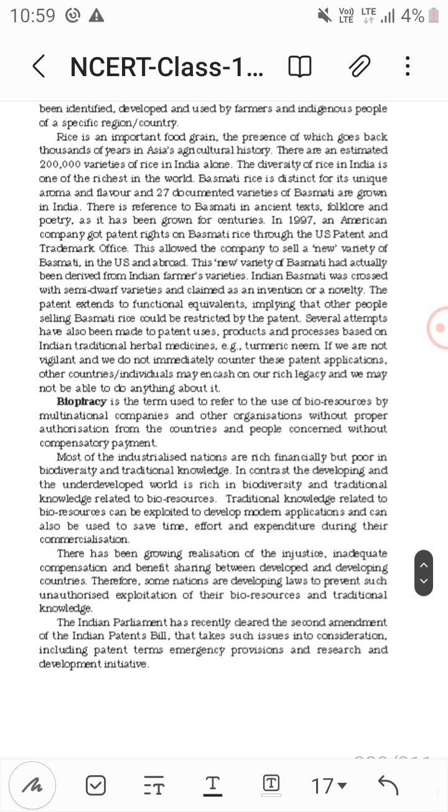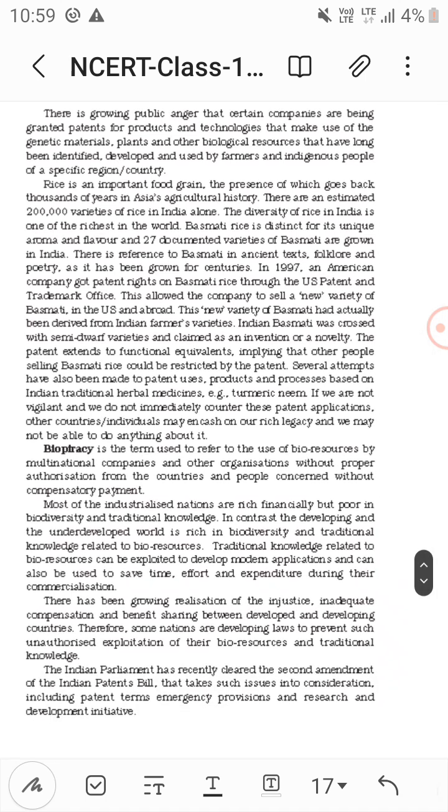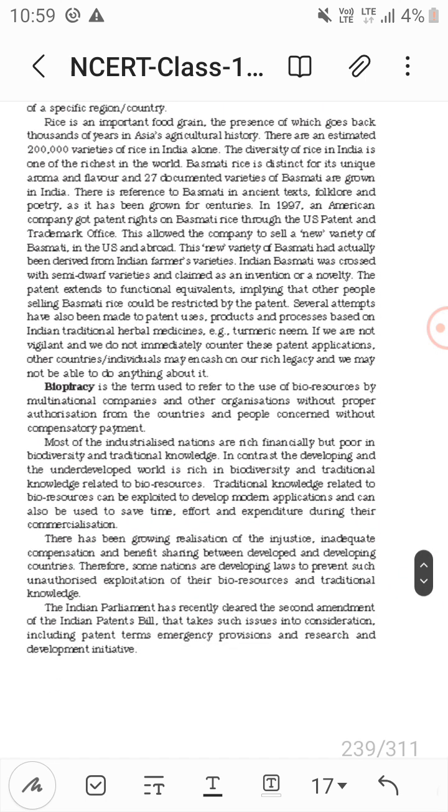Now there is another term, that is biopiracy. It is a term used to refer to the use of bioresources by multinational companies and other organizations without proper authorization from the countries and people concerned, without compensatory payment. It's kind of robbery. They don't give you anything, they just take everything from you. That's biopiracy.